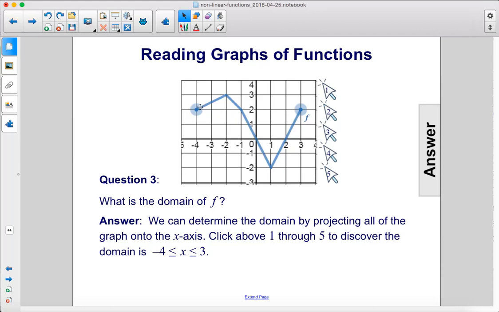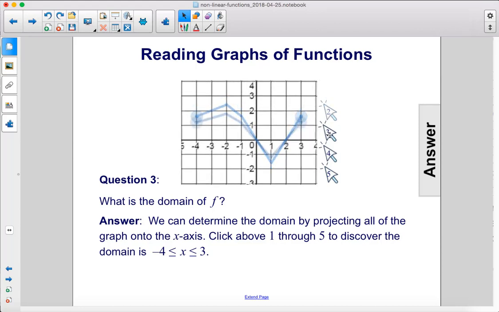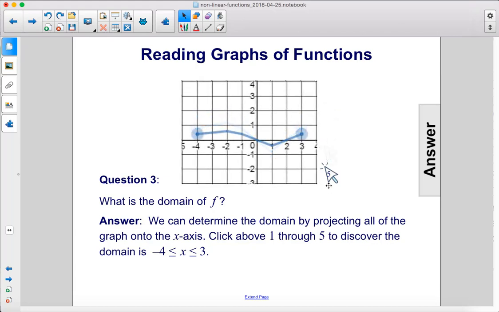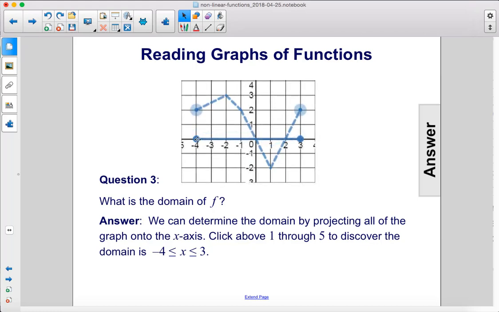So slowly we can flatten this graph out onto the x-axis. See how it's flattening out? And then our last step is you see the domain is this line here from -4 to 3. And this was our original graph.